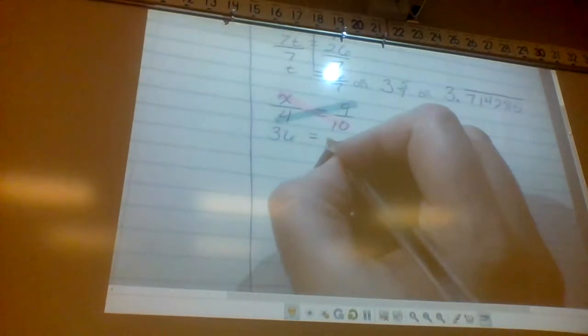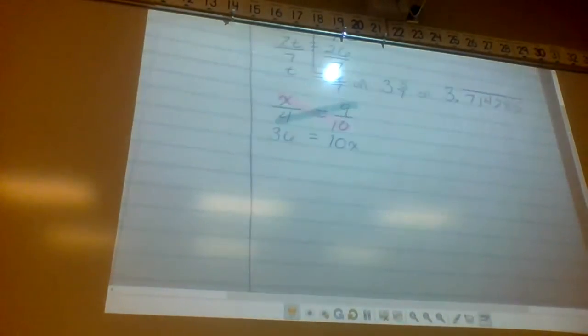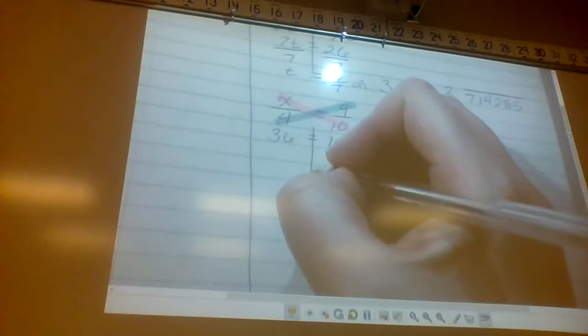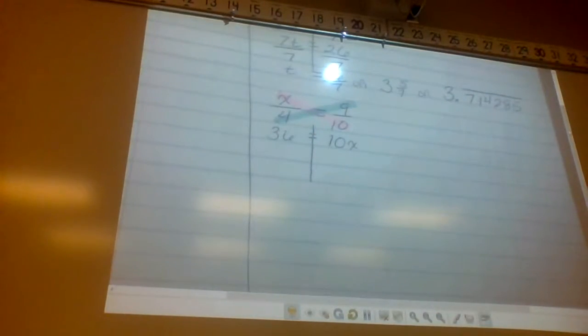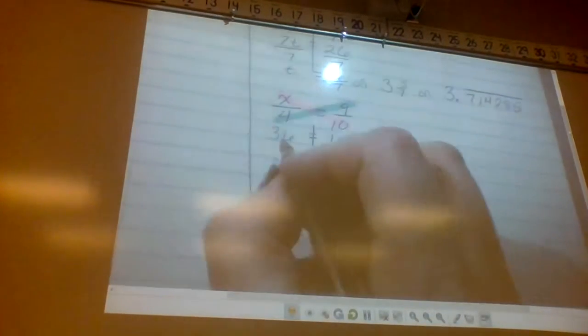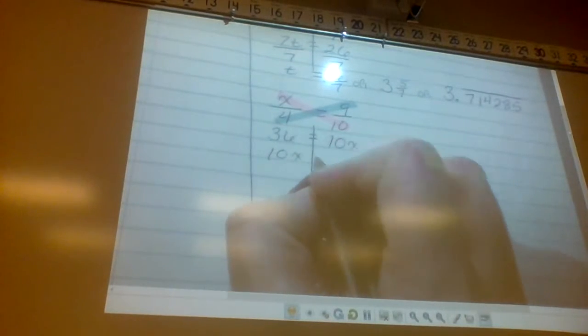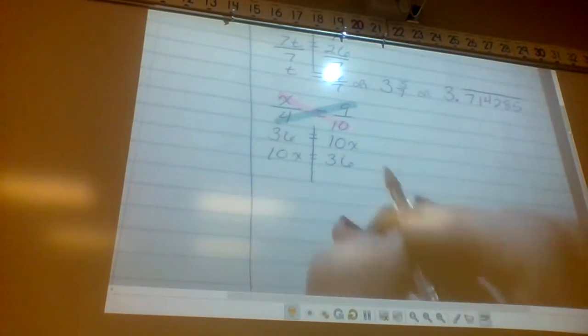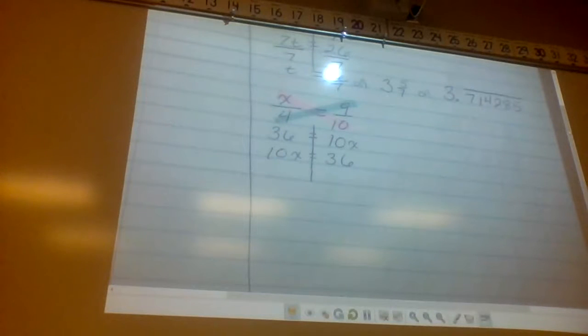Did you guys solve it from here? What do you do? You switch it. You do the regular. Why do we want to switch it? Having the variable on the left has been helpful to a lot of you guys. Now what? Think of those equation questions I kept asking you guys. Why are we going to divide?